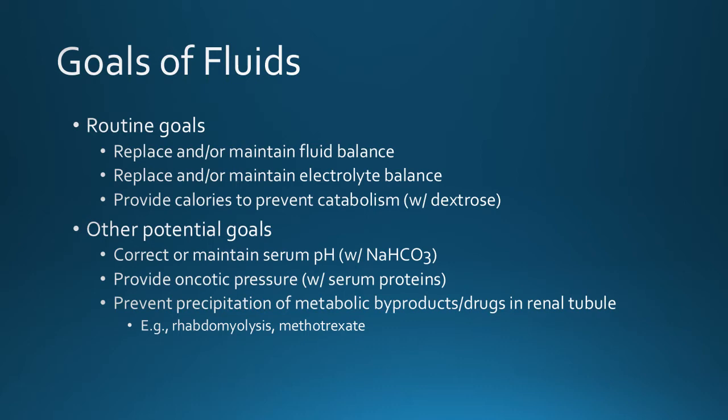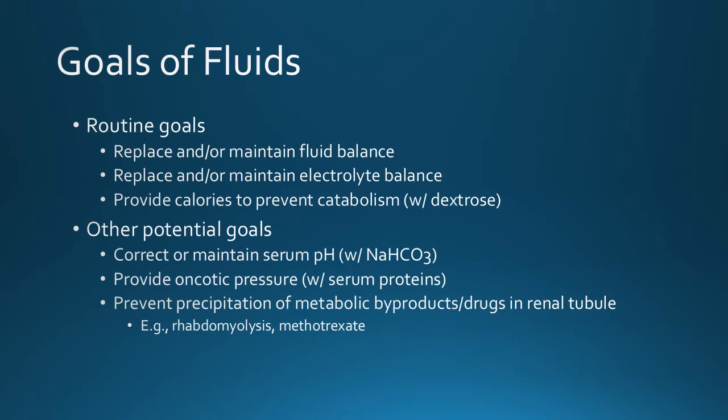Another goal you might have is to prevent precipitation of metabolic byproducts in the kidneys. A good example of this is something like methotrexate, where I might give sodium bicarb containing fluids to help keep the urine at a more alkaline pH, to prevent precipitation. Another big case where you might do this is going to be in rhabdomyolysis. What is that?